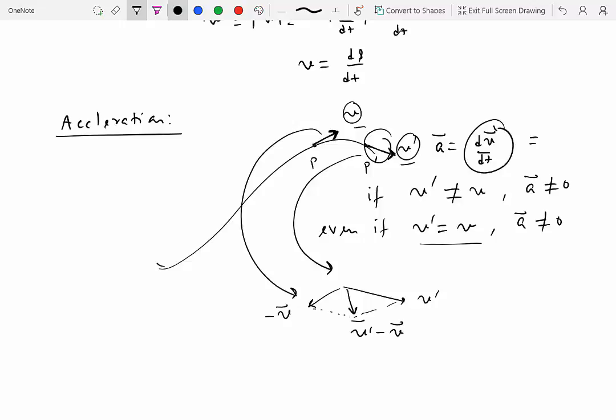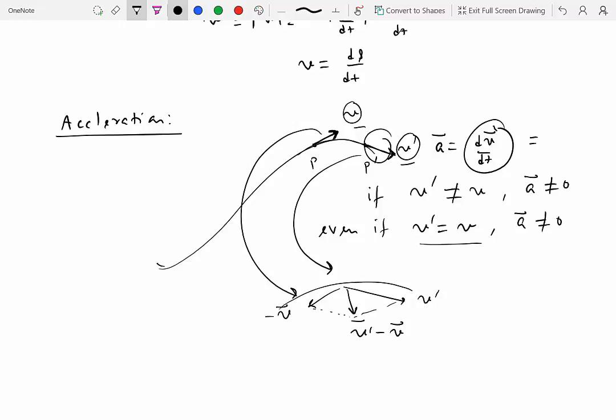And you will notice that in this particular case, v prime minus v, which is the resultant of v prime and minus v, is pointing towards the concave direction of this path. So this is how the path looks like. It's pointing towards the concave direction of the path. And that is how the acceleration vector always points, even if the speeds are the same.